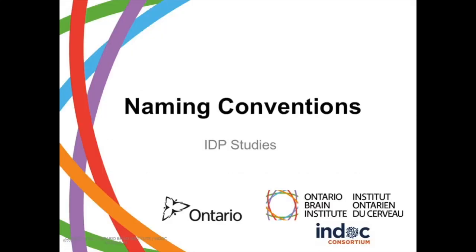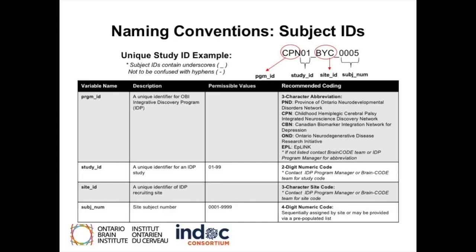Naming conventions for IDP studies. To refresh from the Naming Conventions training module, each subject ID in BrainCode is a unique ID which is comprised of 4 elements. First, the program ID, which is a 3-letter abbreviation corresponding to the IDP. For example, CPNet is CPN. Remember, if your IDP is not listed here, you can contact the BrainCode team for the abbreviation. Next, the study ID is a unique identifier for a specific IDP study, in this case 01. The study ID is followed by an underscore.